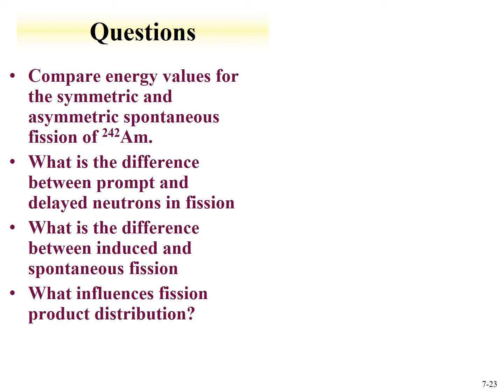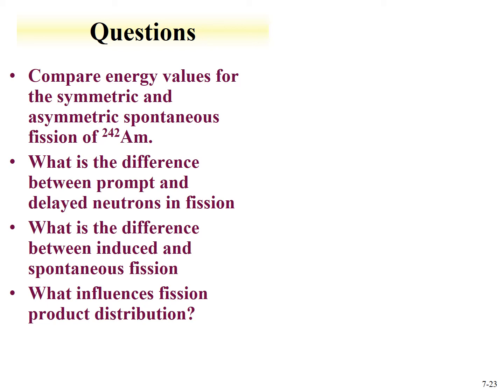Okay, other questions? What's the difference between prompt and delayed neutrons? Well, prompt neutron from fission means that the fission products, as soon as they're formed, de-excite by the emission of a neutron. So that's a channel in which it's a very short time frame, as the name encourages. Prompt, as the fission product is born, it emits a neutron to de-excite and goes to the ground state.